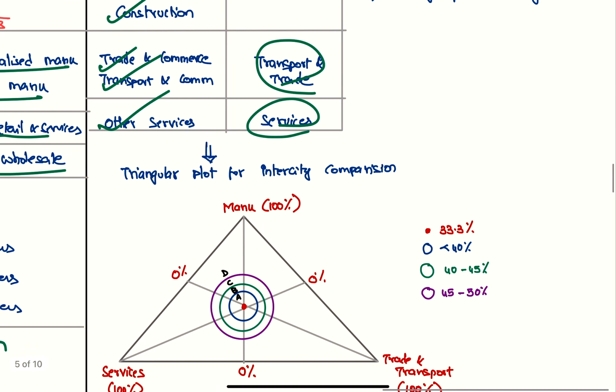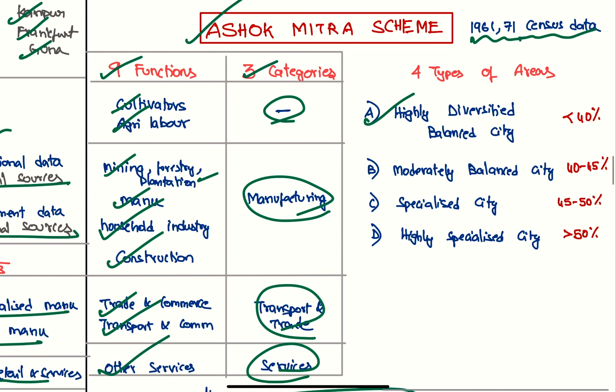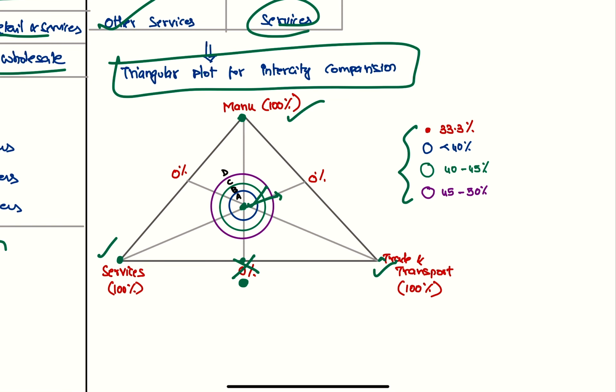So on the basis of this, he makes a triangular plot for intercity comparison. On this plot, if someone is at the vertices, that is a manufacturing town, a service town, a trade and transport town. But if it is on the other side of this, it is not a manufacturing town, so it is 0% manufacturing. And if it's in between, it can perform all the functions. So the more it is in between, the more diverse its functions. So he gave 4 categories on this, which are highly diversified town if less than 40%, moderately balanced city if it is 40 to 45%, specialized city if it's 45 to 50%, highly specialized city if greater than 50%. So we can see here, diversification will be more here, and it will be more specialized going away from here.